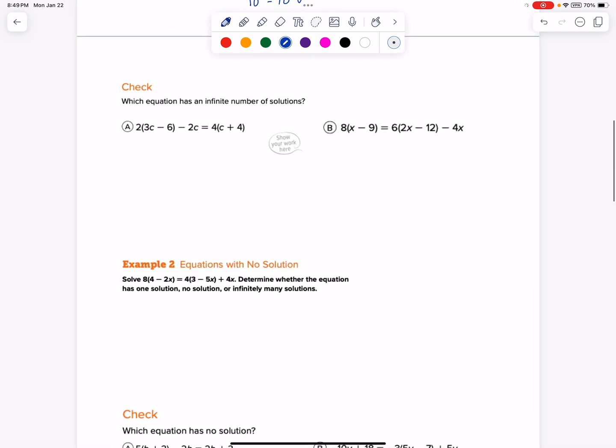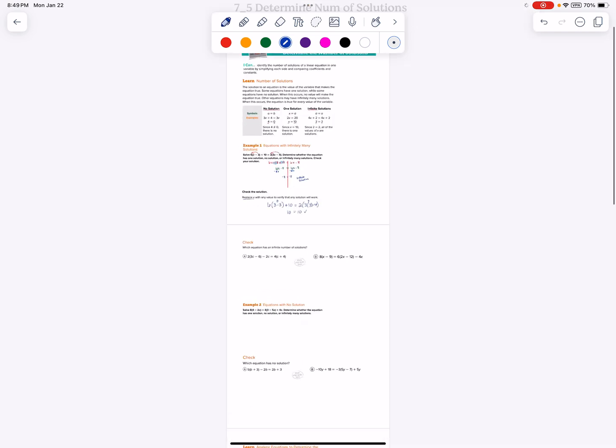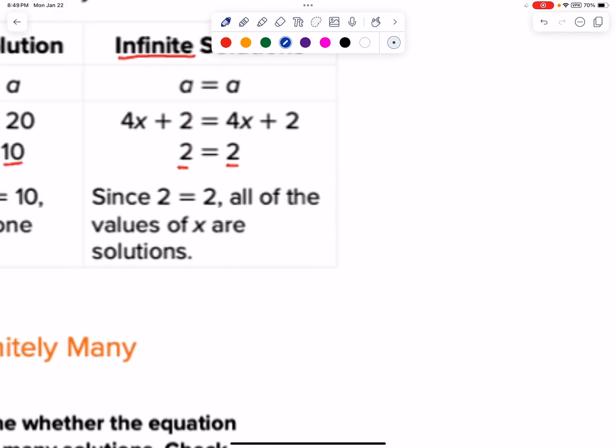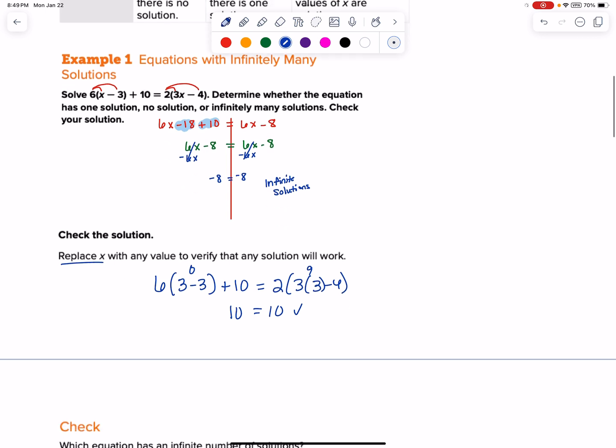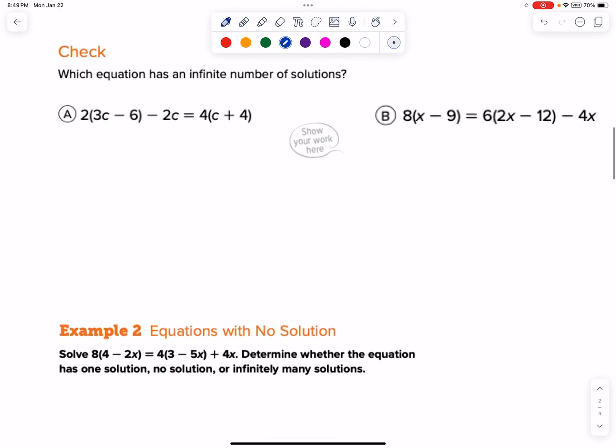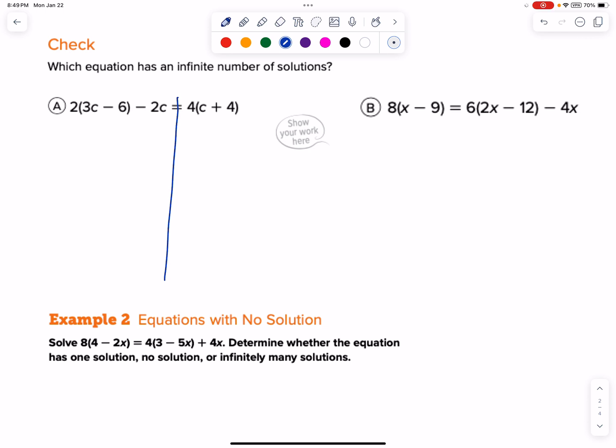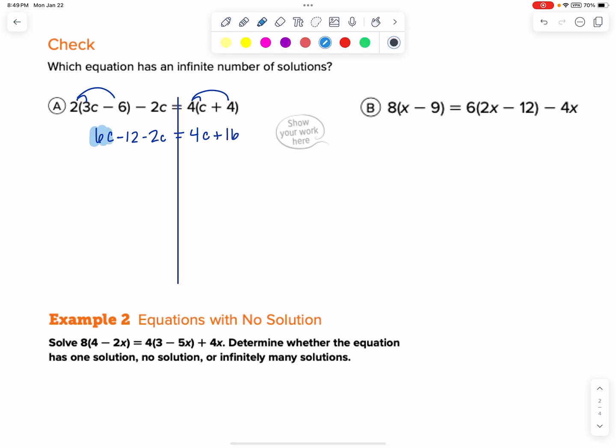Let's go ahead and try it on here. They're asking us which equation has an infinite number. Okay, so we're looking for that format. Infinite means we end up with a number equals a number, okay? Or simplified, both sides have the same expression. Let's go ahead and separate your workspace here. We need to simplify these to see the simplified expressions. To do that, we know that we distribute to get rid of the parentheses, then we'll combine any like terms. So we have 6c, 2 times 6 is negative 12 minus 2c equals 4c plus 16. Let's go ahead and combine our like terms. We have our 6c and our negative 2c.